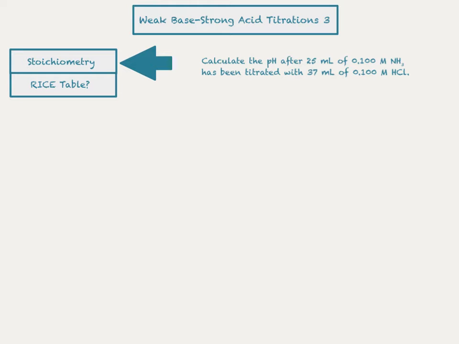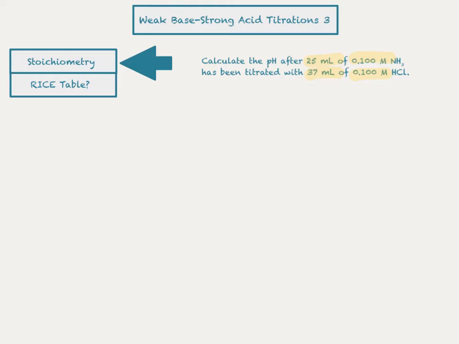In this video, we're going to practice calculations for a weak base strong acid titration when you are past the equivalence point. I can tell that we're past the equivalence point in this problem because the number of moles of my acid that we're adding is greater than the number of moles of weak base that I started with.